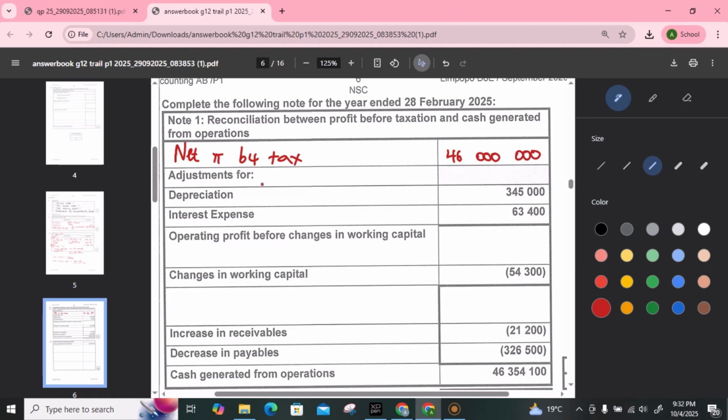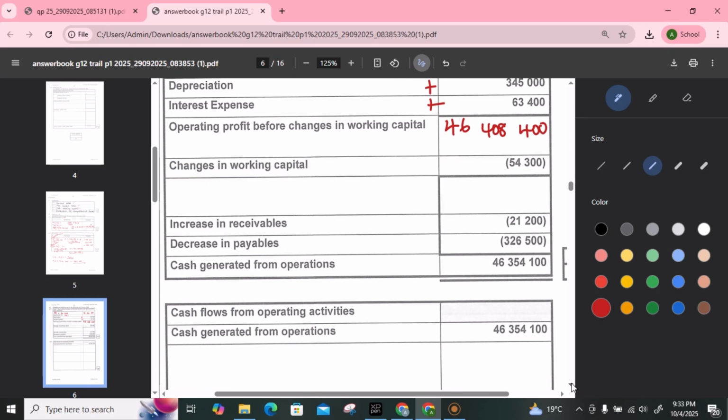Alright, adjust for, and then we are given these two items. Depreciation, we're going to add back. Interest, we are going to add back. If you add these two items, you'll get 46,408,400. So we have simply applied these two entries that we are adding. These are non-cash items that must be added back to our net profit. They're called non-cash items. Alright, and then our next step, we have changes in working capital.